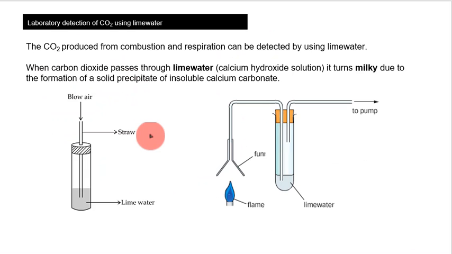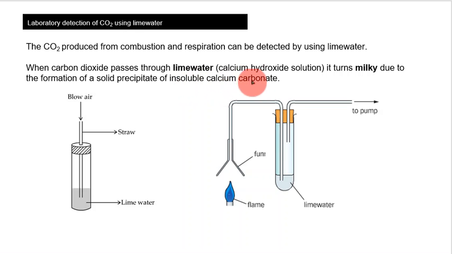So here are some simple experiments that we will do in the lab to show these processes. We can look at detecting CO2. The CO2 produced from combustion and respiration can be detected using lime water. When carbon dioxide passes through lime water, a calcium hydroxide solution, it turns a milky color due to the formation of solid precipitate of insoluble calcium carbonate.